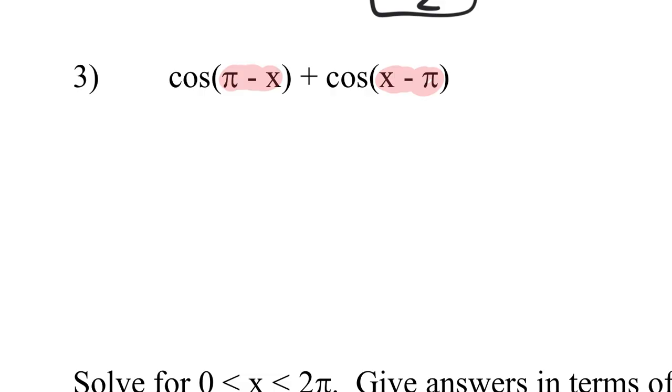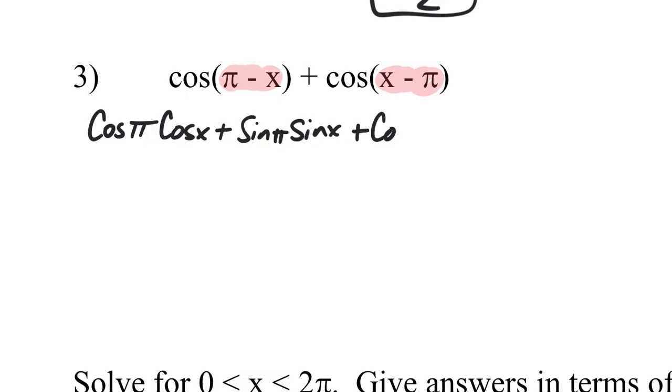I'm going to use the cosine difference formula. We're going to say cosine pi, cosine x, plus sine pi, sine x, plus the cosine of x, cosine of pi, minus the sine of x, the sine of pi. So now we're going to take a look at what we have and see what we can simplify.